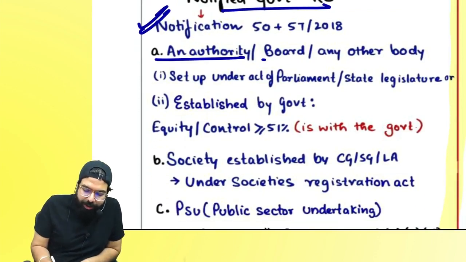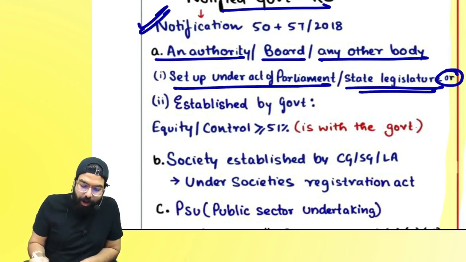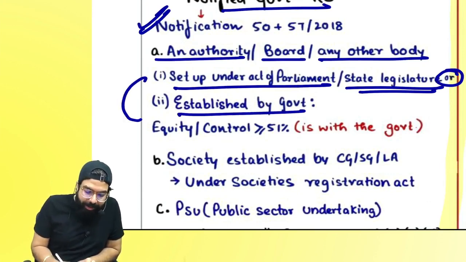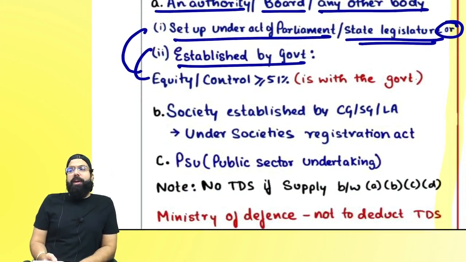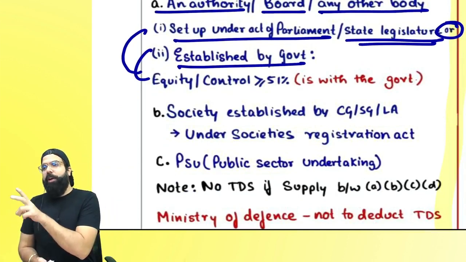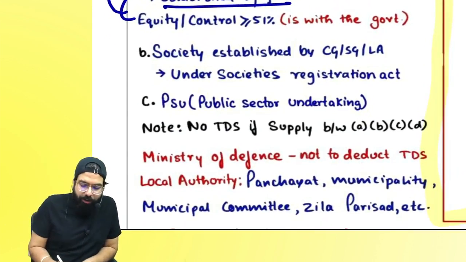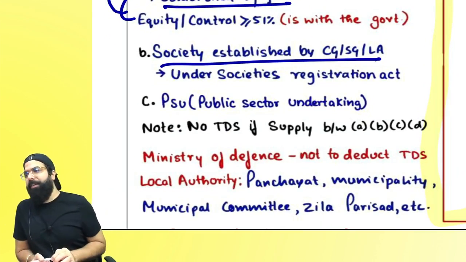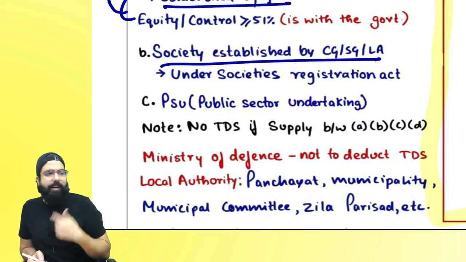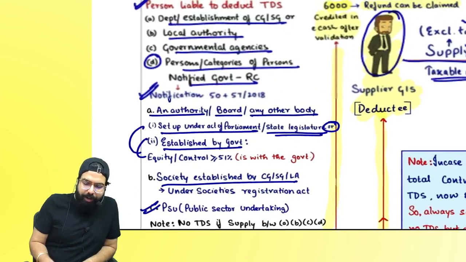If you are an authority, board or any other body set up under an Act of Parliament or state legislature, or you are established by the government, and in any one of them equity or control greater than 51% is with the government, then you are also an authority, board or other body that will have to deduct TDS. Or if you are a society established by the Central Government, State Government or local authority under the Societies Registration Act, or you are a public sector undertaking, then also you are required to deduct TDS.